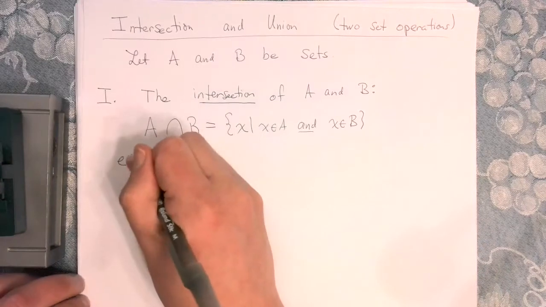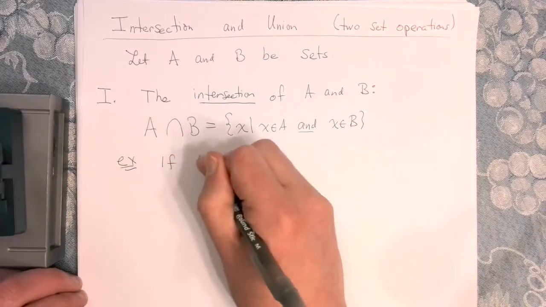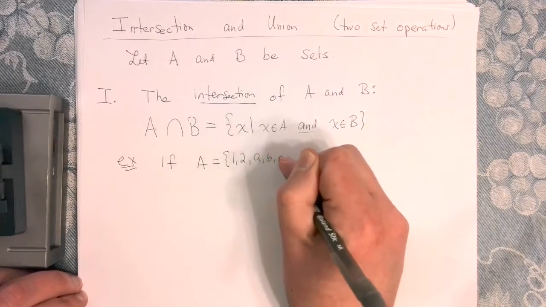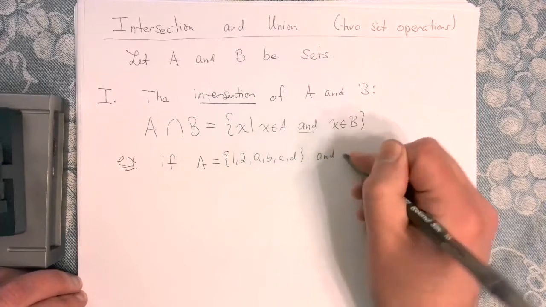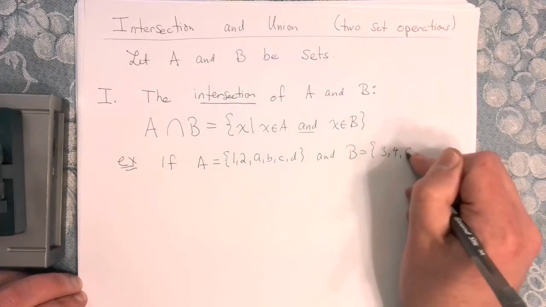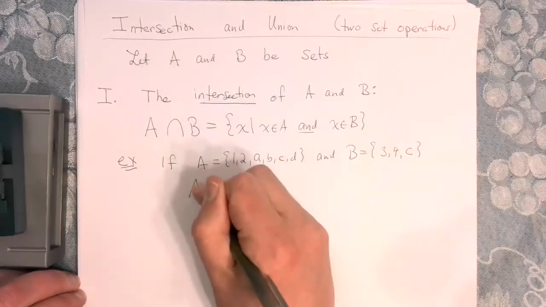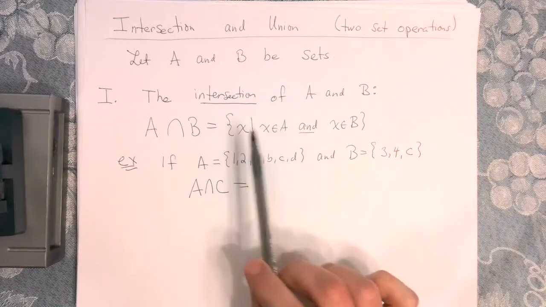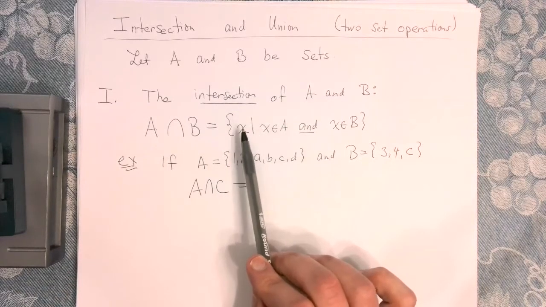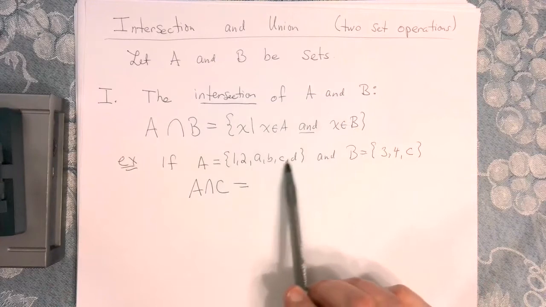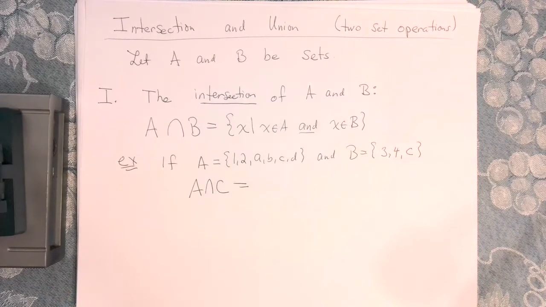So for example, if A is the set containing, let's just say 1, 2, A, B, C, D, and B is the set containing 3, 4, and C, then what's A intersecting B? So we want to collect all of the elements X such that that element can be found in set A and set B. Well, if you look around, there's only one element in this case that's common to both set A and set B, and that would be C.